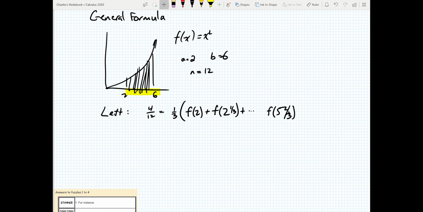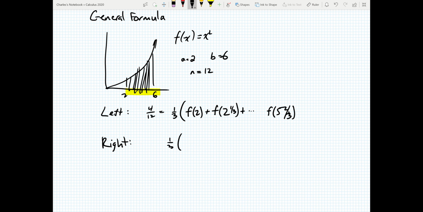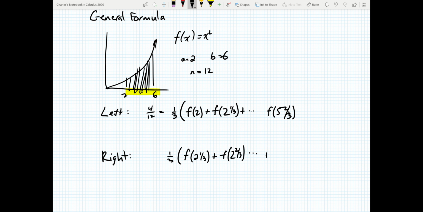And if I do my right endpoint, it's going to be fairly similar. It's going to be f of 2 1/3, f of 2 2/3, and my last one is going to be f of 6.